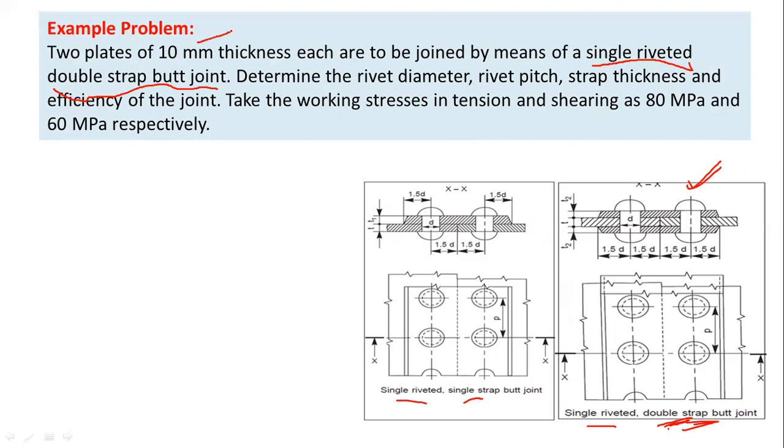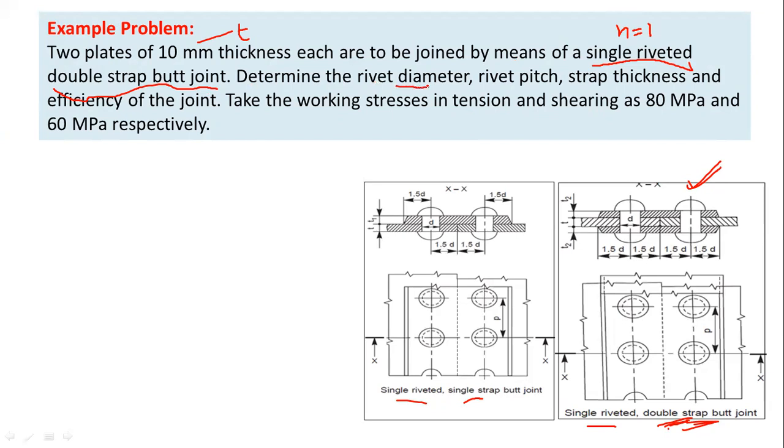Now 10 mm thickness. Here thickness of the plate, small t equals 10 mm. Here you can observe thickness of the plates, small t, and T2 are the straps, thickness of the butt straps. This one is small t, thickness of the sheet. And here for single riveted joints, you have to consider n equal to 1, for a lap joint or butt joint.